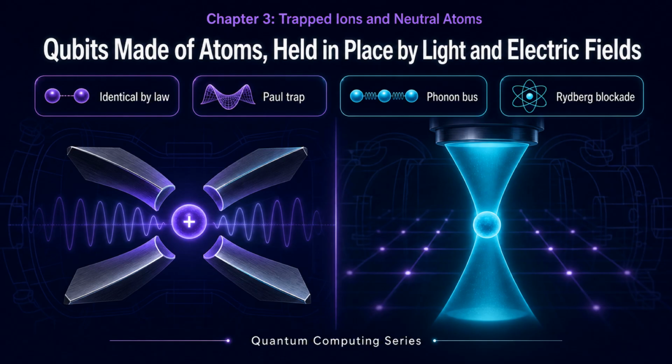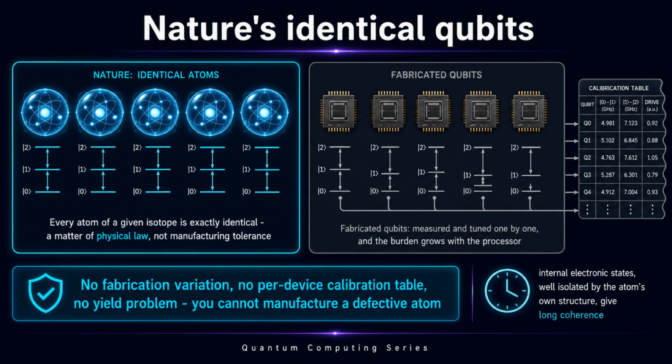Two platforms follow that philosophy. Trapped ions hold charged atoms with electric fields. Neutral atoms hold uncharged atoms with focused laser beams. They share a great deal, and they differ in exactly the places that matter for scaling. Start with the most attractive property of atomic qubits.